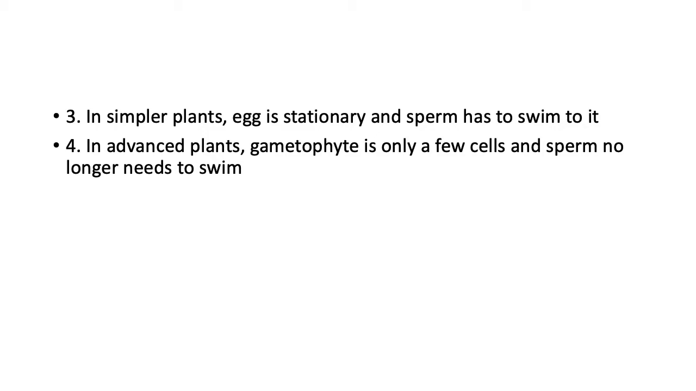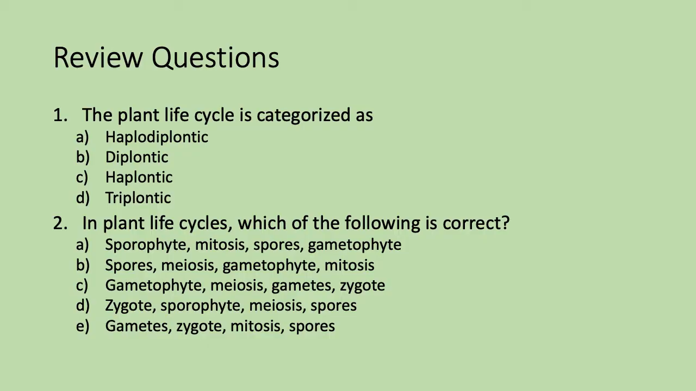Review questions, and there's a lot of them. I could have added a lot more, but I was like, okay, this is already getting long. The plant life cycle is categorized as A, haplodiplontic. Number 2, in plant life cycles, which of the following is correct? Make sure you go through all the options. It's kind of tricky.